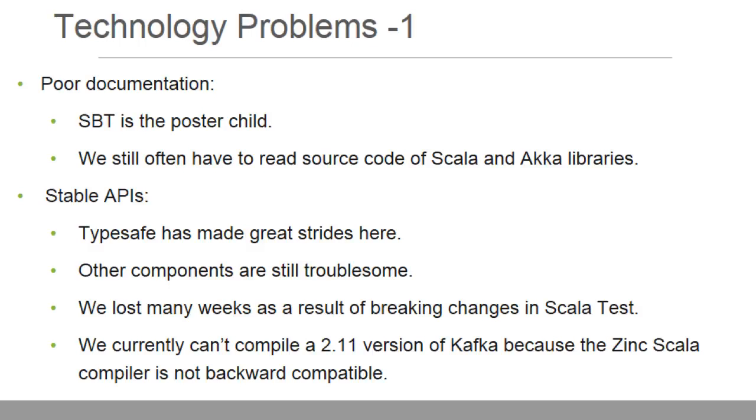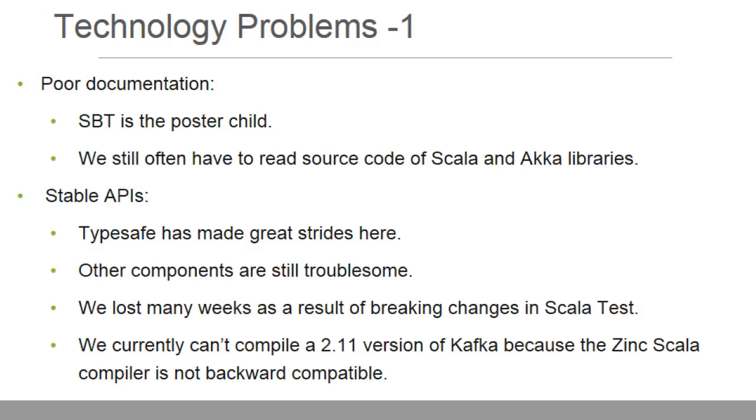Stable APIs. We've got a system that's been evolving over time. Some of the stuff changes out from under us. This causes a certain amount of pain. Typesafe seems now committed to really stabilizing the APIs, and we love that. But some of the other components in our ecosystem have been troublesome.